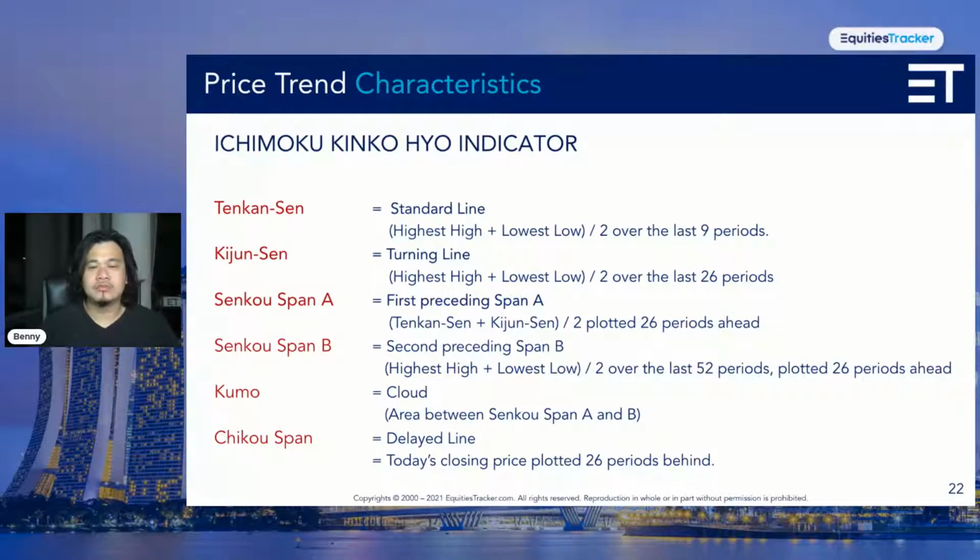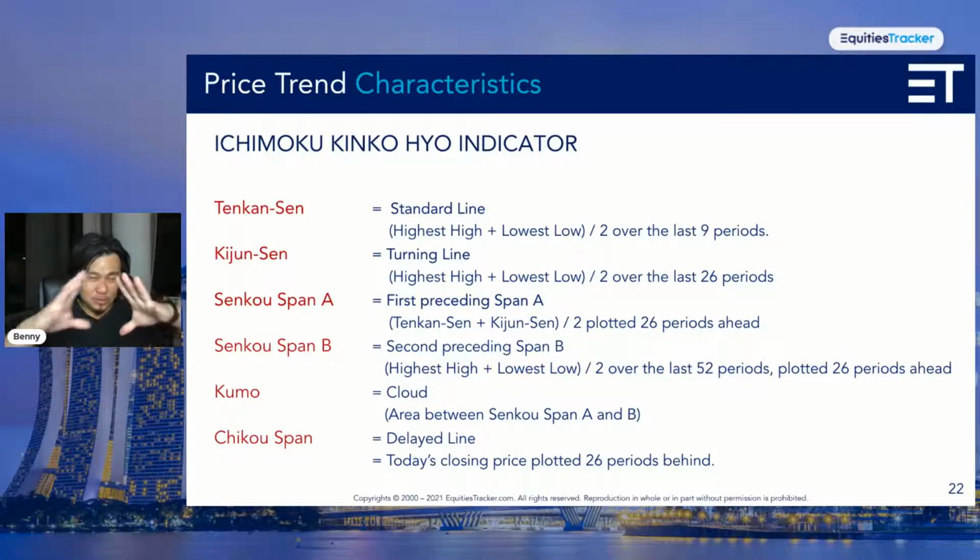All right. Now, these are all derivatives, right? So the Kumo, or cloud. Kumo is translated as cloud. The cloud is the area between the preceding span A and span B. The cloud is basically the most important tool in this particular indicator, and I'll explain to you why in a short while. Then we have a Chikou span, which is actually a delayed line, and this is just today's closing price, but it's not plotted today, it's plotted 26 days before.